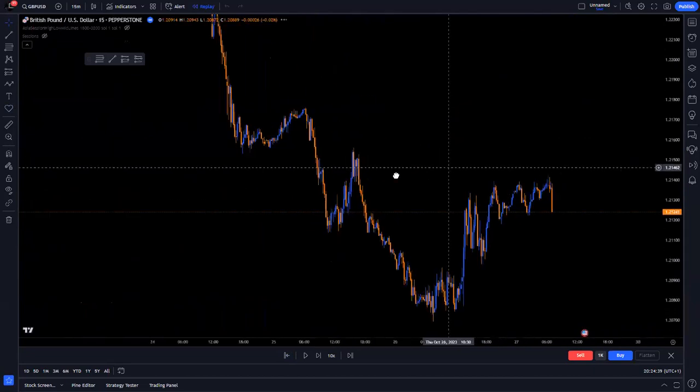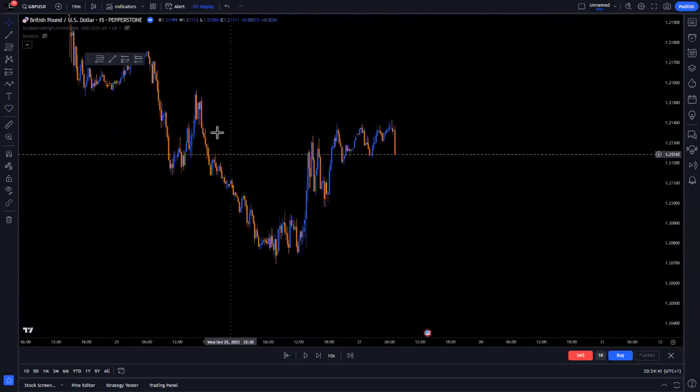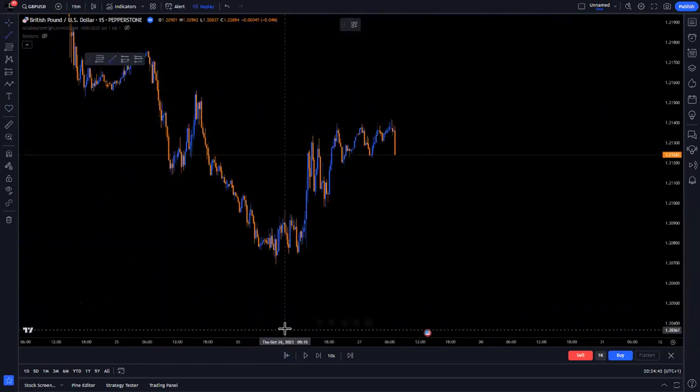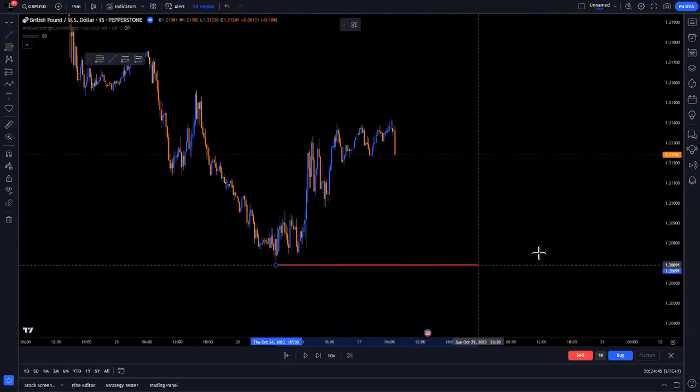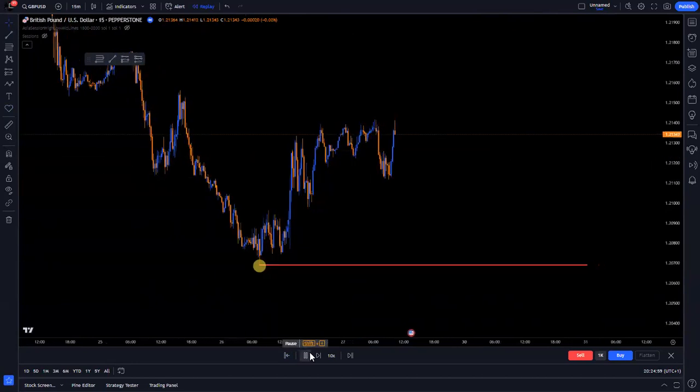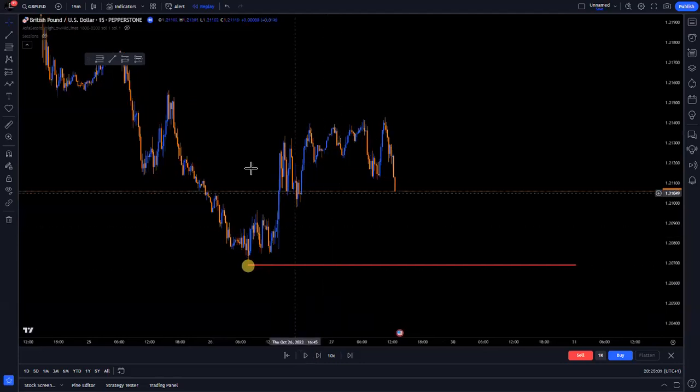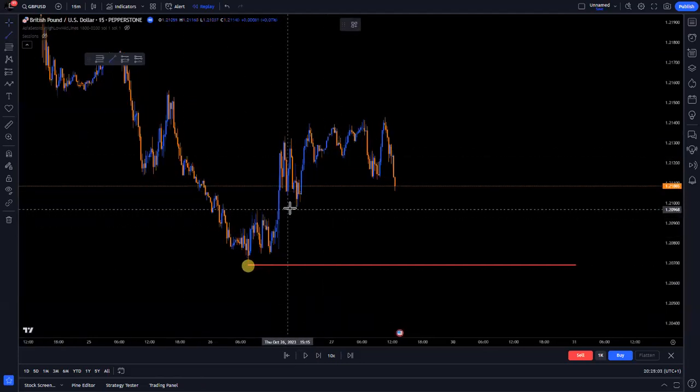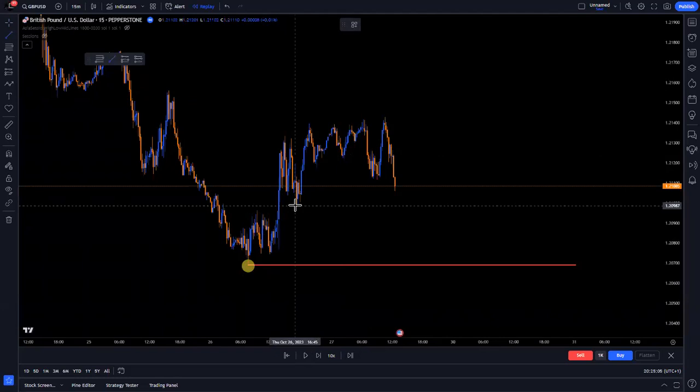Now I anticipate price to move on. I've been able to identify that this is my swing low already. So I know that I have my swing low at this point. Let's see, price keeps on moving. Now at this point, something has happened. I have identified that this is also a low.